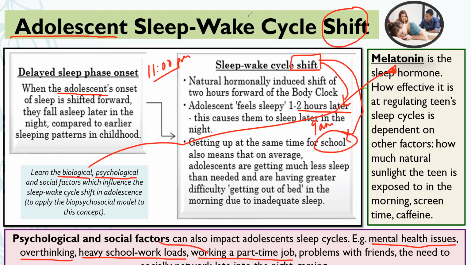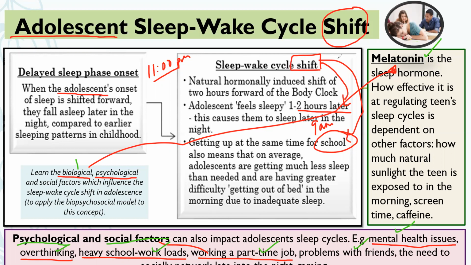So what I want you guys to do for the SAC is just learn one example for each. One biological factor, and we've only got one, that's melatonin, the delayed release of melatonin during adolescence. One psychological factor, so you can do overthinking, mental health issues, or stress. And one social factor, so maybe heavy school workload, working a part-time job, or problems with friends, whichever one is easiest for you to memorize. So that's the adolescent sleep-wake cycle shift.